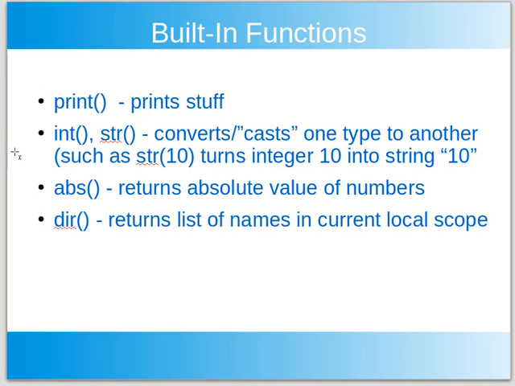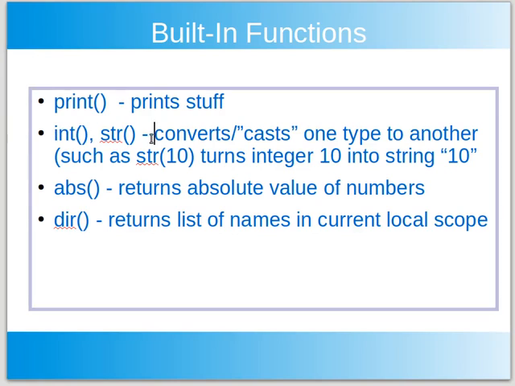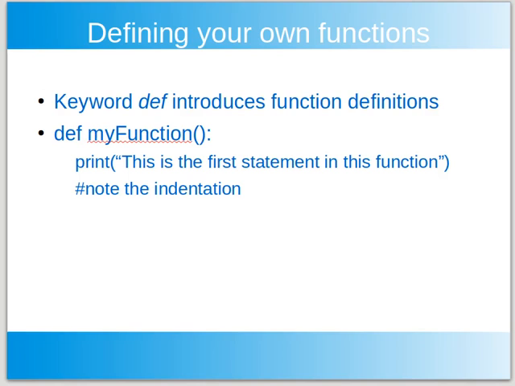Built-in functions: print, stuff we've been seeing in all the other lessons. int and str convert, or cast, one type to another, such as str of 10 returns the integer 10, or turns integer 10 into string 10. abs returns the absolute value of numbers, so negative 98 would return 98. dir returns a list of names in the current local scope. And we'll go over all these and others in a future lesson on built-in functions, probably.